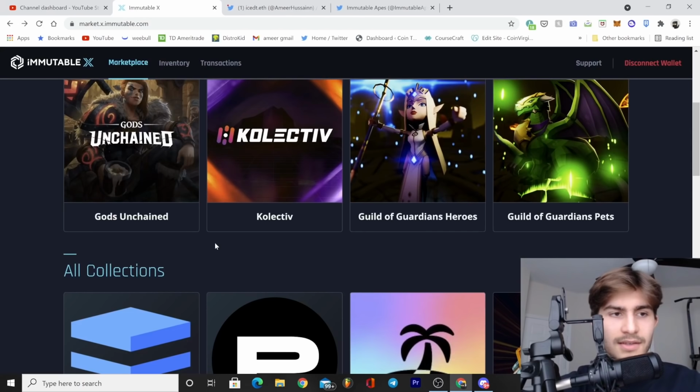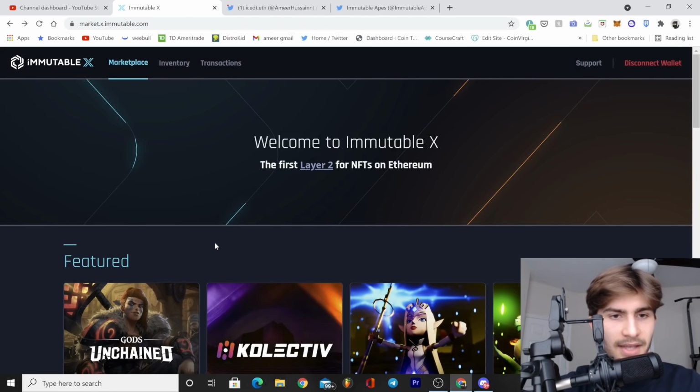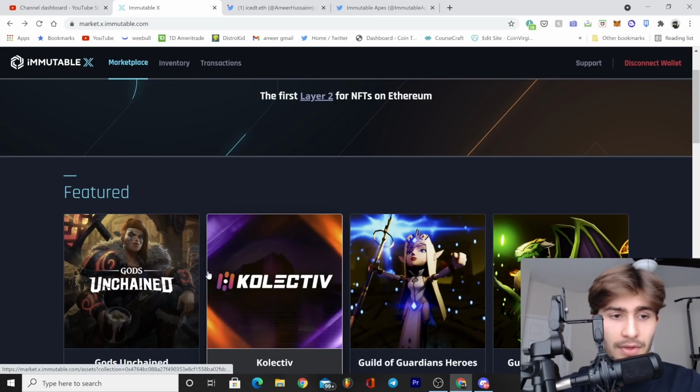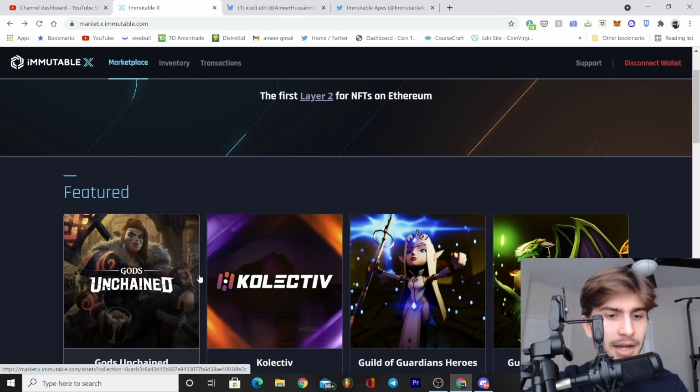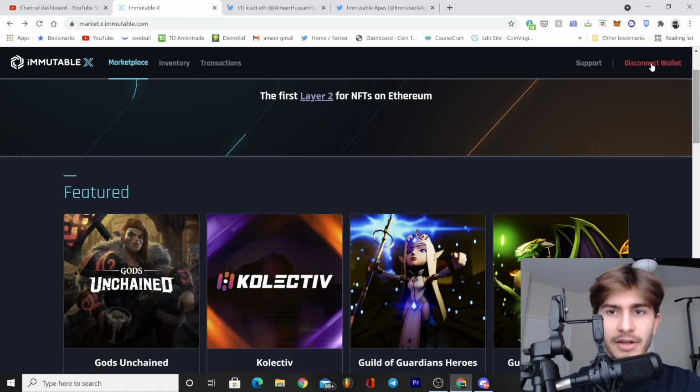So here's the Immutable X website, and I just want to go over the layout for you guys. I'm sure a lot of you already know how to use Immutable X. It's not that hard, pretty simple. You just connect your wallet here. It's going to open up your MetaMask. And yes, on Immutable X, you only need a MetaMask. This is on the Ethereum network. You don't have to worry about that.